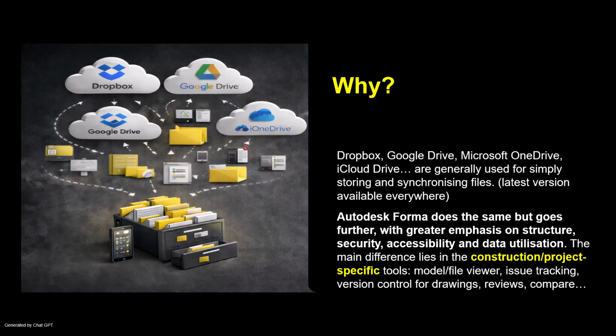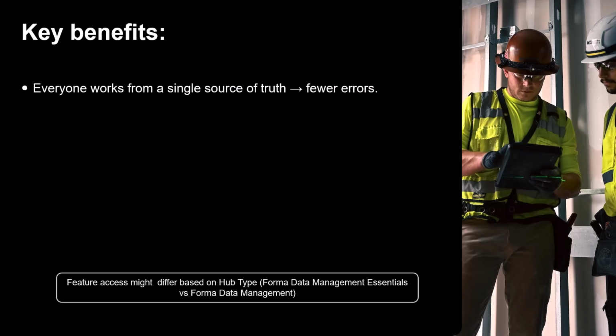The biggest difference lies in the fact that Autodesk Forma was specifically built for construction projects, with tools such as the integrated model viewer, issue tracking and follow-up, checking and comparing versions of drawings, and much more. We will discuss each of these points in detail later, but first, let's look at some key benefits.